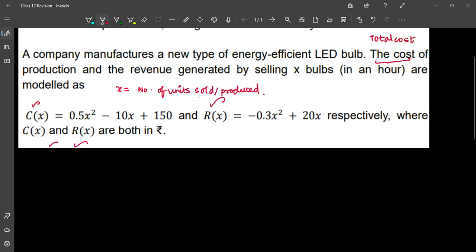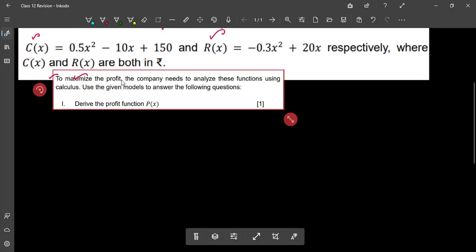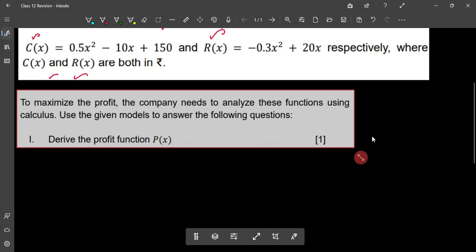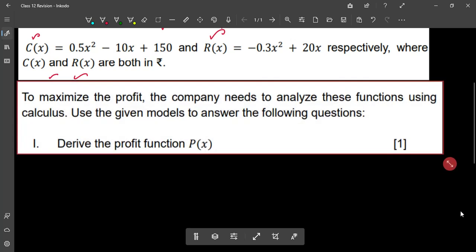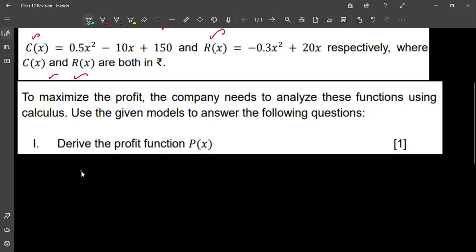We'll look at the questions here. To maximize the profit, the company needs to analyze the functions using calculus. So derive the profit function P of X. In general, profit is selling price minus cost price. In this question also, profit P of X is the revenue function minus the cost function.